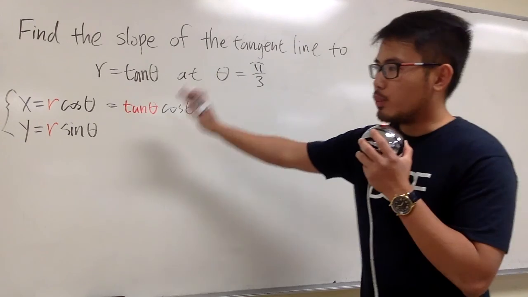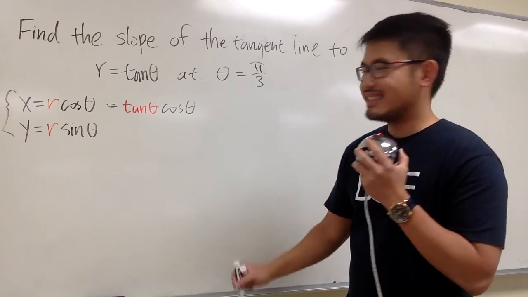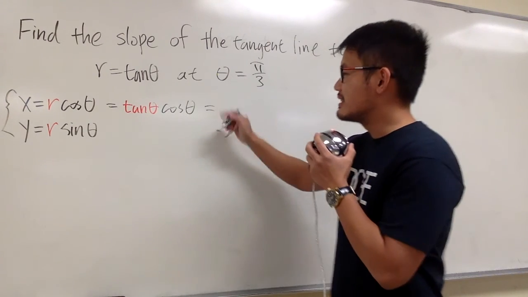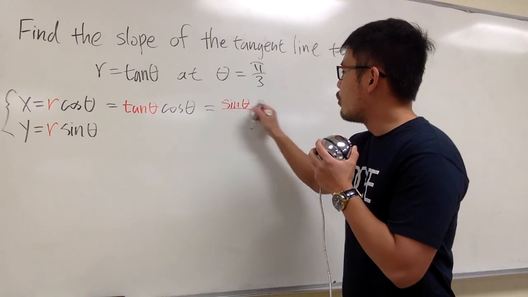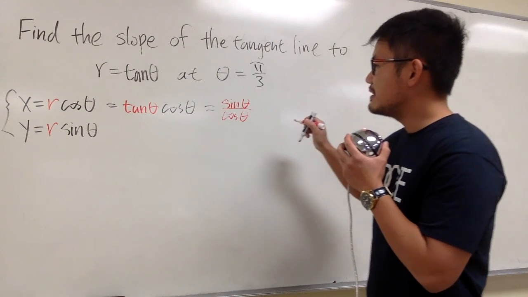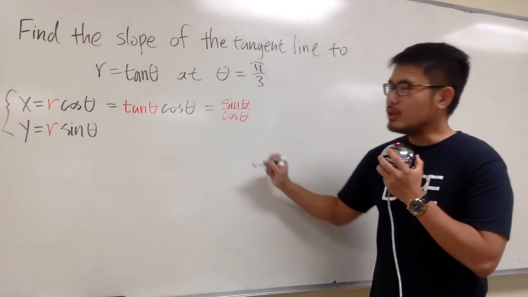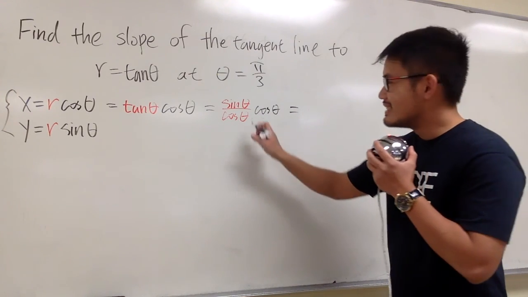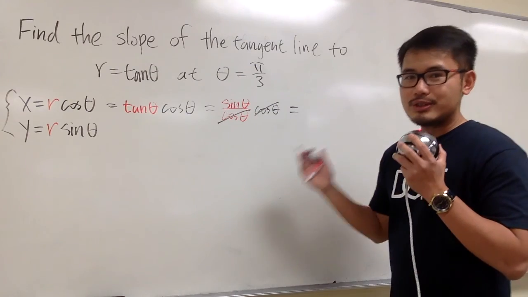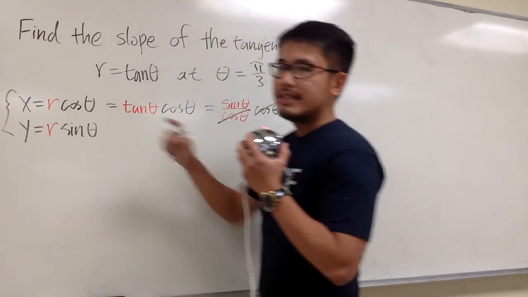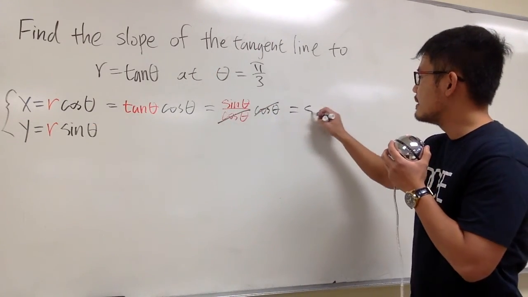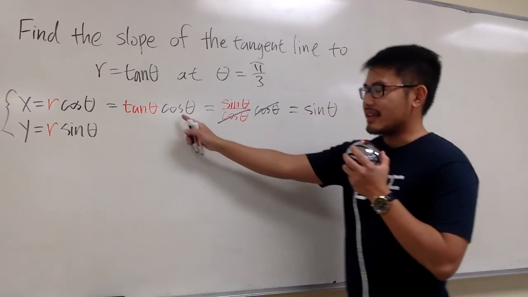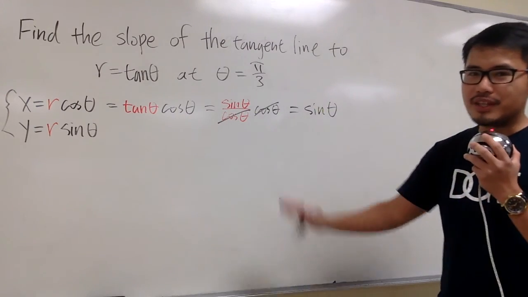And before we move on to the y equation, let's take a closer look. This right here, tangent theta, of course we know this is sine theta over cosine theta, right? And then we are multiplying with cosine theta. Of course, this and that will cancel out. So the x equation is nothing but just sine theta in our situation. You want to look at this rather than that, especially when we are about to do the derivative.